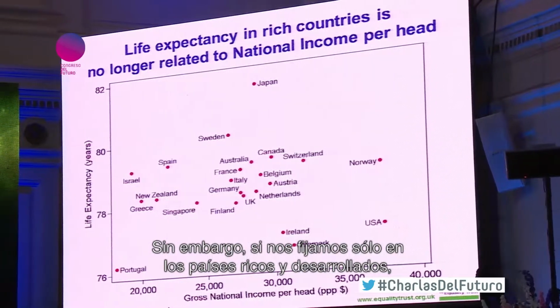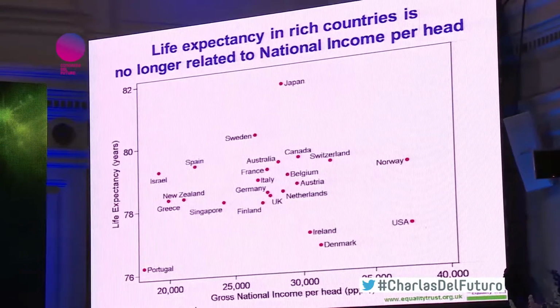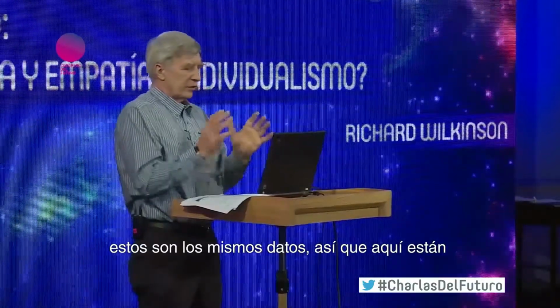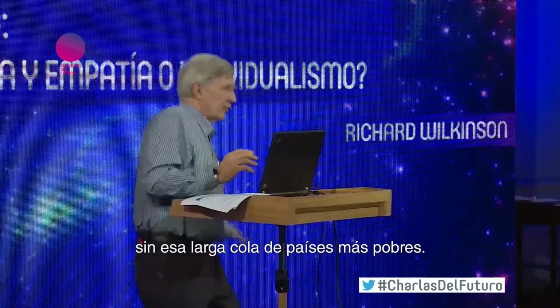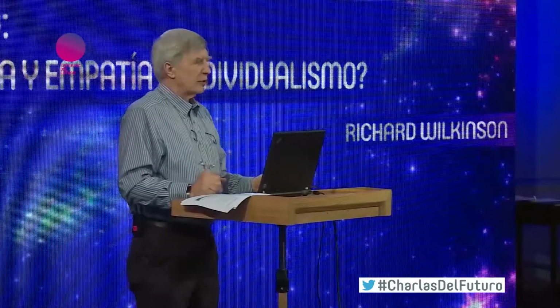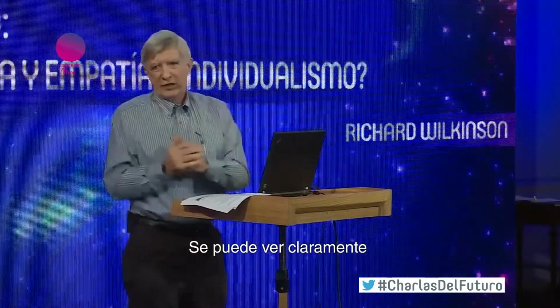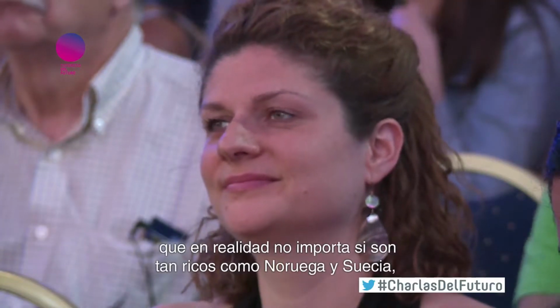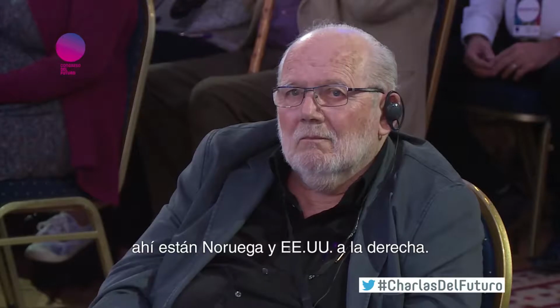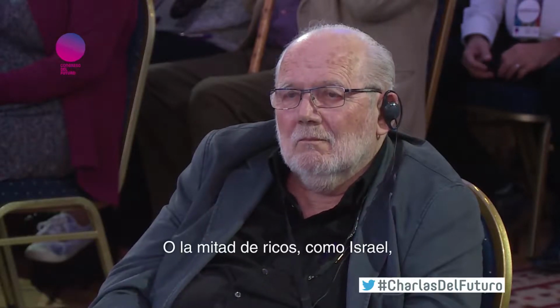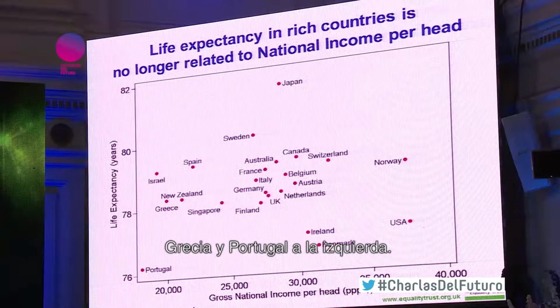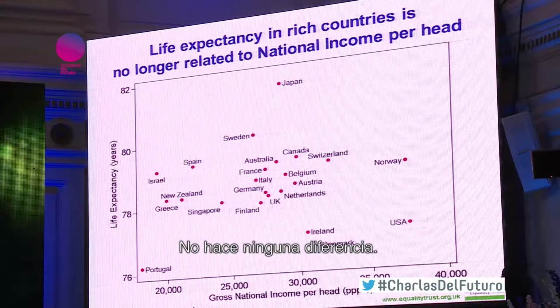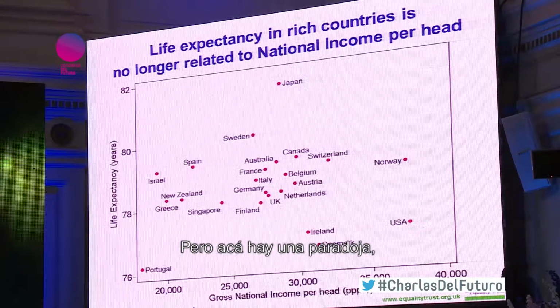However, if we look just at the rich developed countries, this is the same data, so here they are without that long tail of poorer countries. You can see so clearly that it really doesn't matter whether you're as rich as Norway and the USA on the right, or half as rich like Israel and Greece and Portugal on the left. It makes no difference. But there's a paradox here.